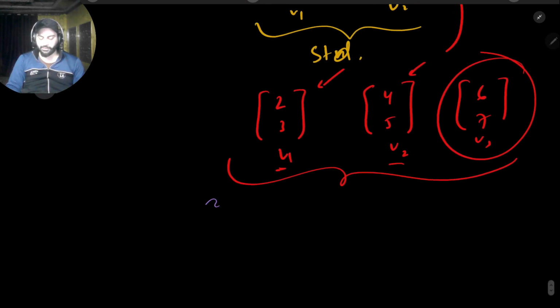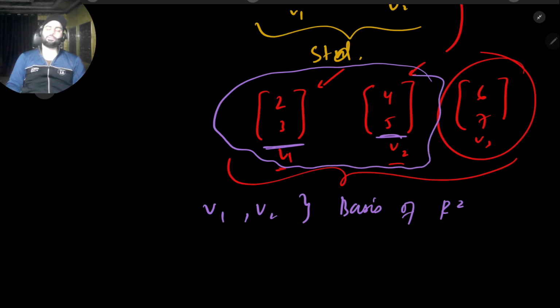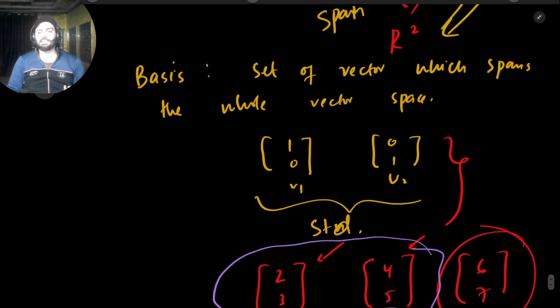You can just take v1 and v2. They'll also be called a basis of R2, because if you see this v1 and v2, they don't have dependency, and from these two we are able to reach any vector in 2D space, and we call these a basis. The basis basically is a minimal set of independent vectors. They should be independent as well. A set of independent vectors. And it should be minimal.